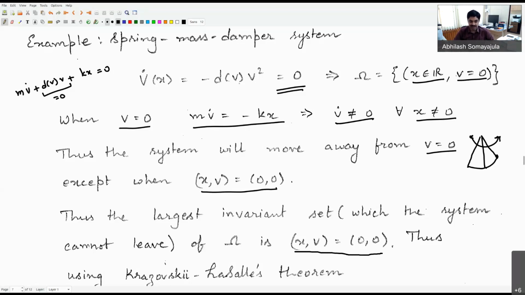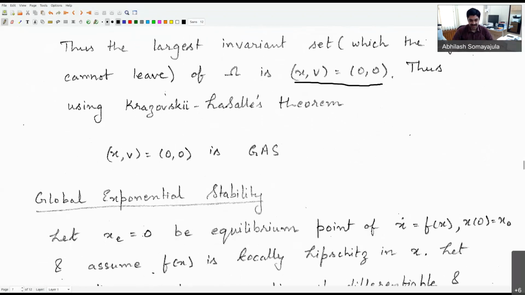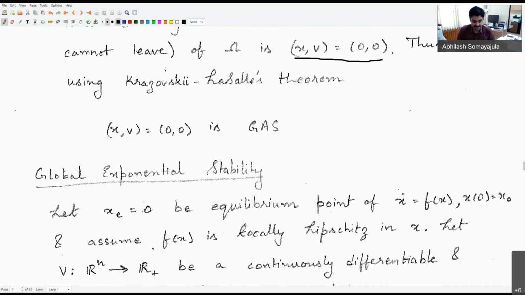And LaSalle's theorem basically tells us that if that is the only point which is invariant in the entire omega set, which corresponds to v dot equal to 0, where the derivative of the Lyapunov function is equal to 0, then the system will reach that point asymptotically, which means that point will be globally asymptotically stable. Is everybody with me so far? Yes, sir. All right. So this point is asymptotically stable.